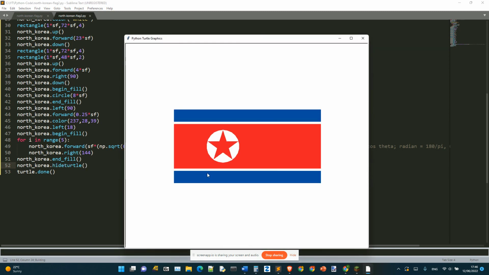So I am a perfectionist, sorry about that. But as we can see, the North Korean flag is complete. Done, dusted, very perfect, and that's it. We're done. Goodbye.